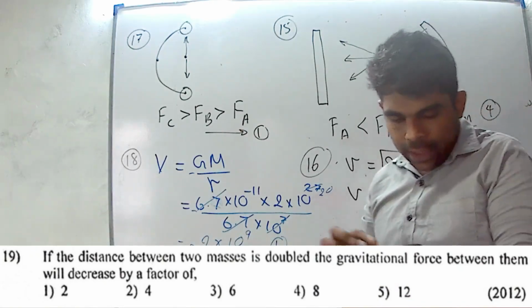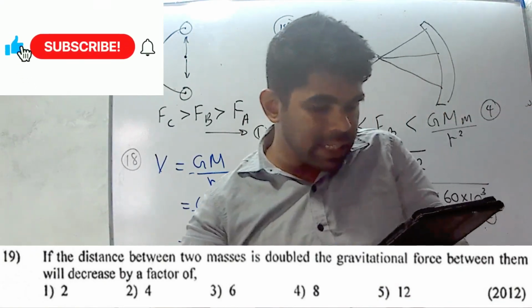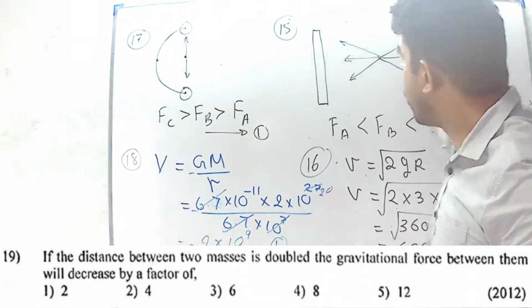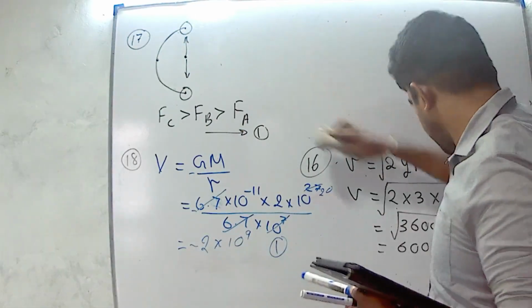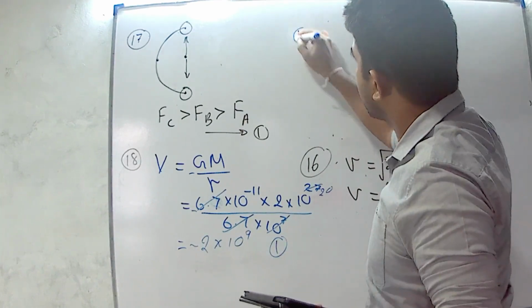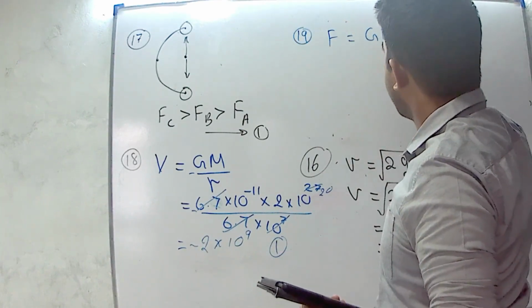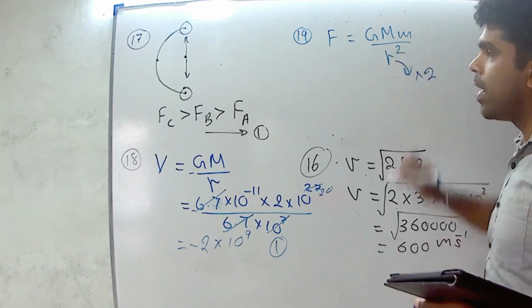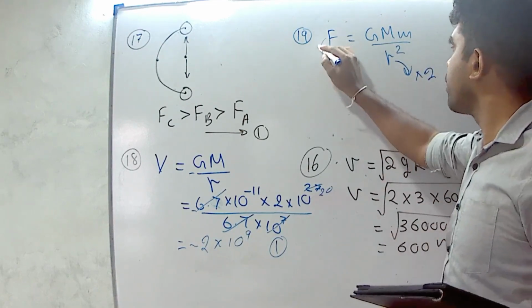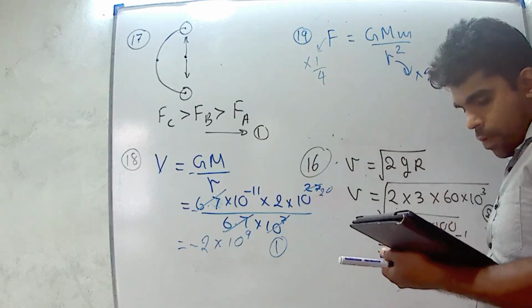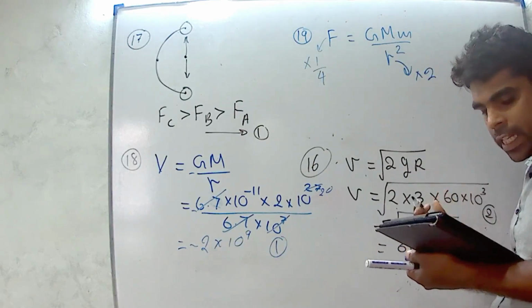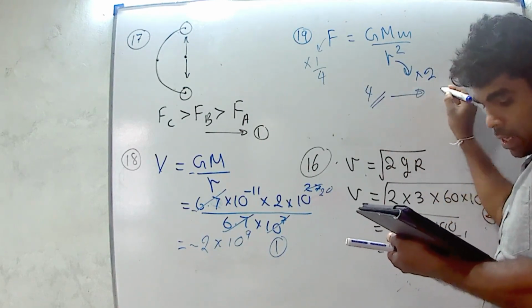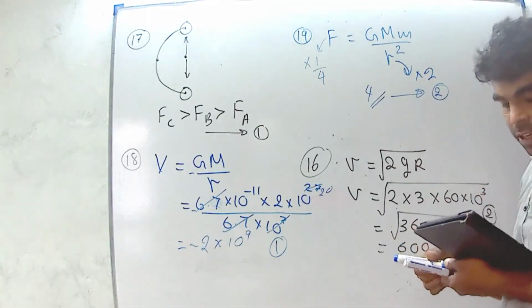Then question number 19. If the distance between two masses is doubled, the gravitational force between them decreases by a factor of? We know that gravitational force F equals GMm over R squared. When the distance is doubled, there is a square term. Therefore, the force should be 1 over 4 times. We have to consider the factor of decreasing. Therefore, we can consider 4 as the answer. Then the second option is correct for question number 19.